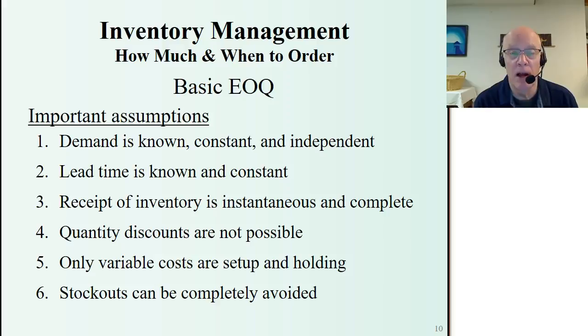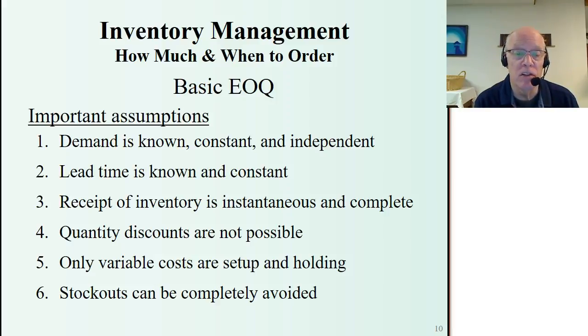Quantity discounts are not possible. So again, the EOQ basically says that the cost of a widget today is the same regardless of how much I buy. If I buy 100, the price is the same. If I buy 1,000, the price is the same. If I buy 1,000,000, the price is the same. And we know in the real world that there is some flexibility there and we can get some discounts.